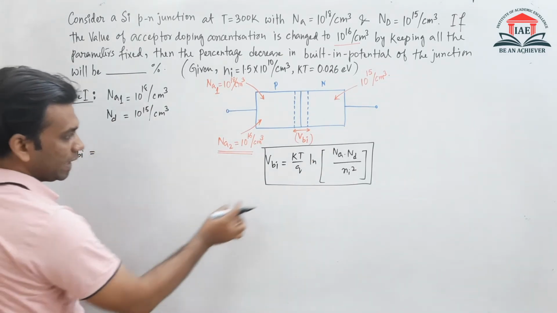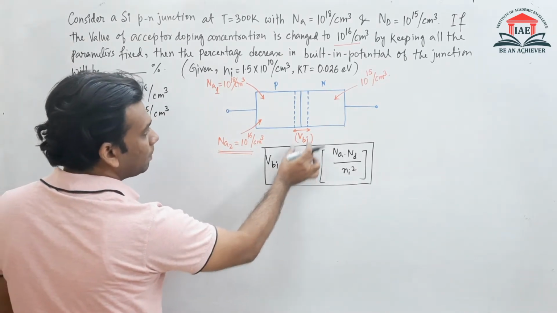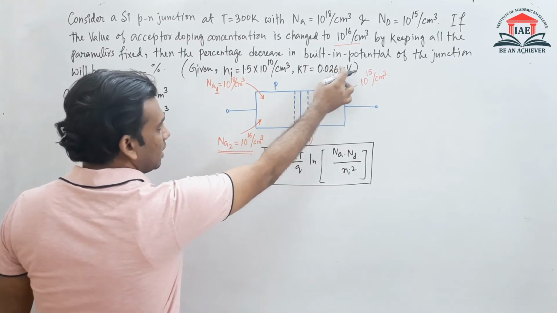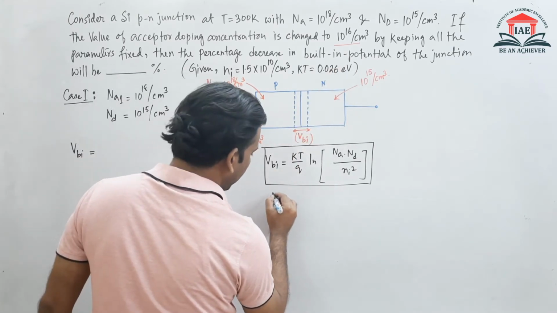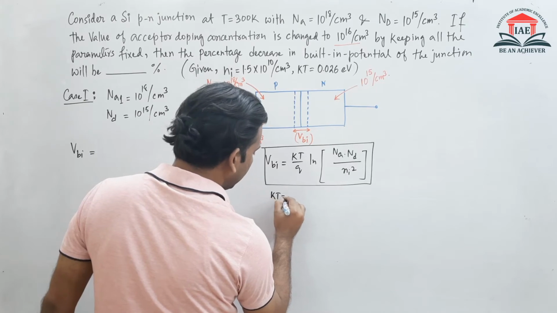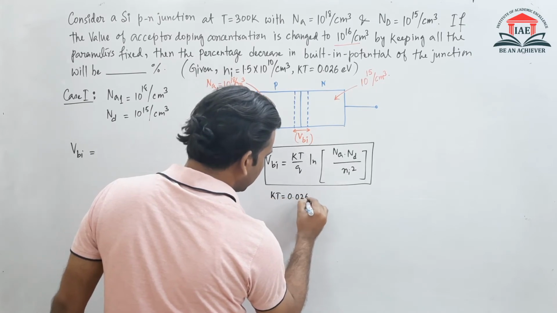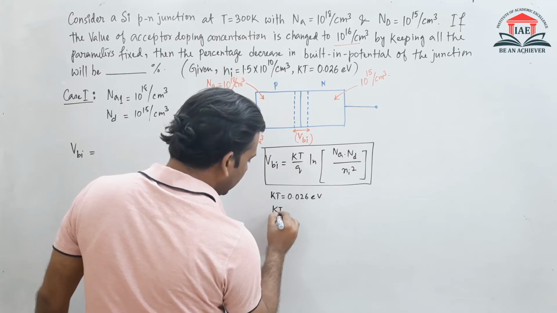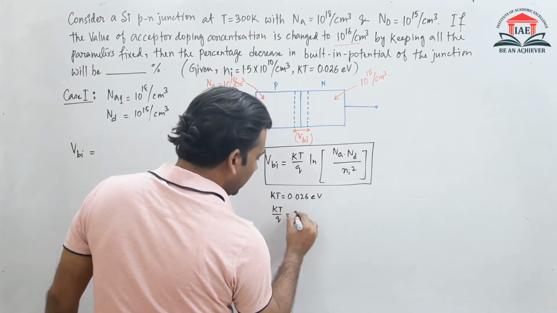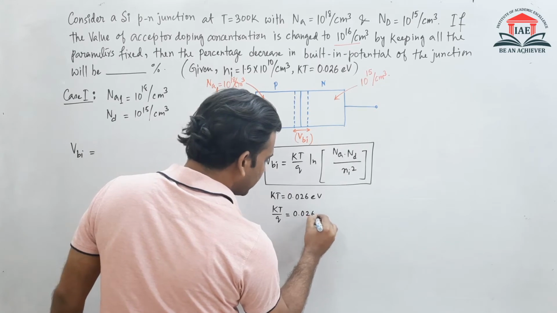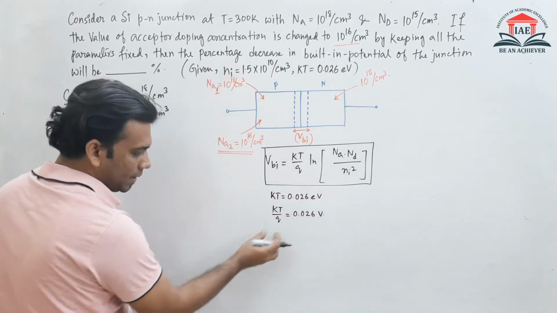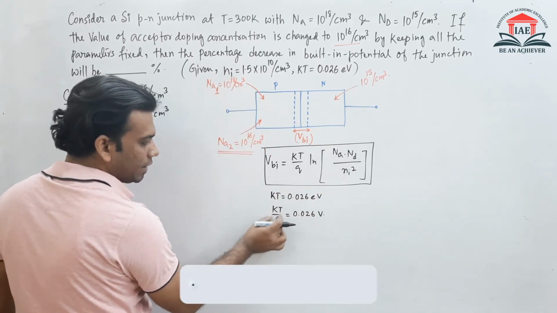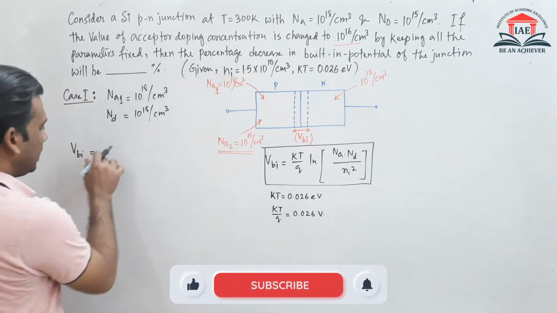So VBI will be kT by q, and the kT value is 0.026 electron volt. So if I divide kT by q, it will become 0.026 volt. This was earlier in electron volt, so when I divide by the charge, it becomes volt. So ultimately the unit here will be volt.